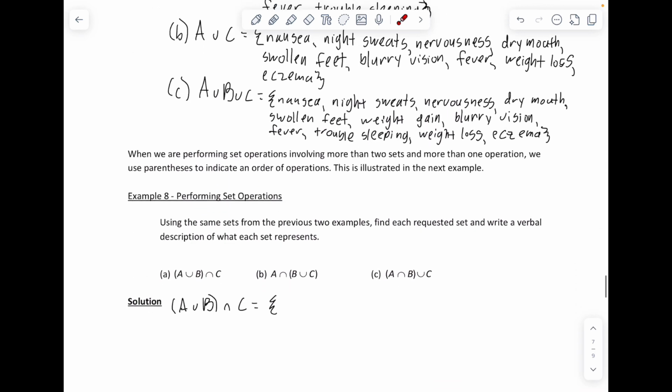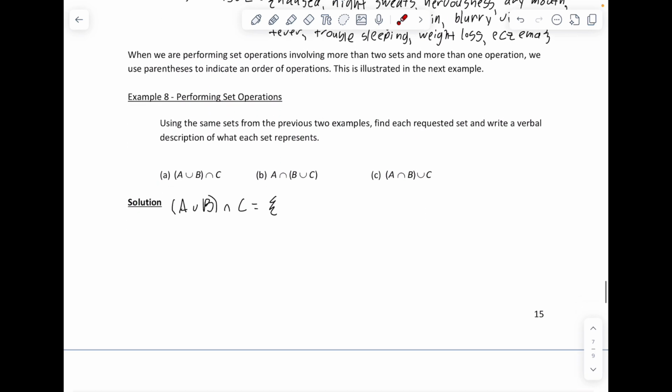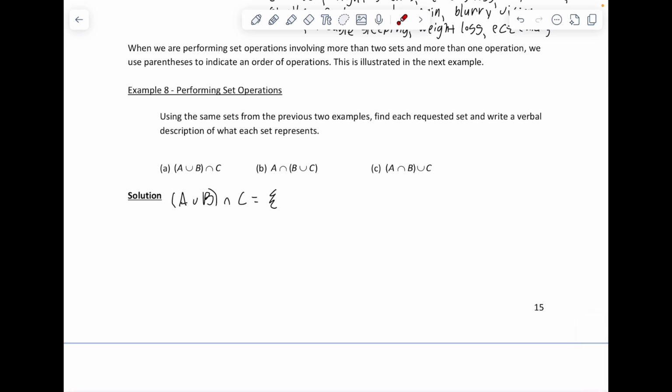Okay. But the key here is that you find the union first, A union B, and then you figure out which elements are shared in common between this set and this set, right? The intersection second. So this would be dry mouth, nausea, blurry vision, and fever.